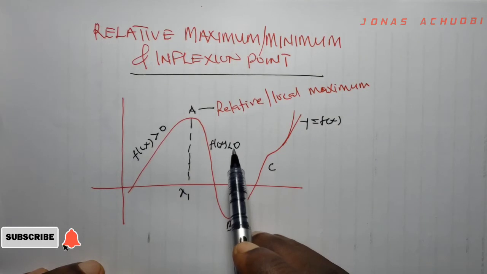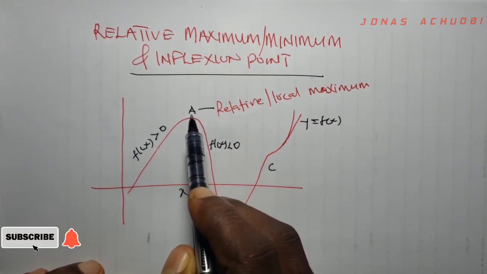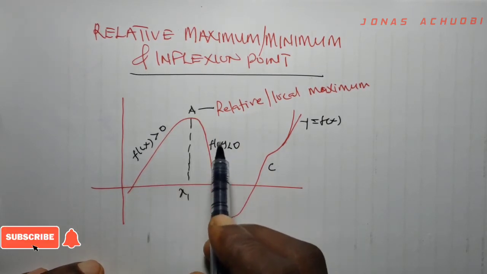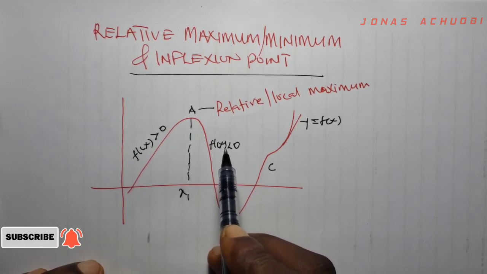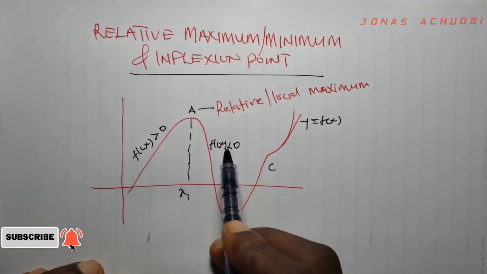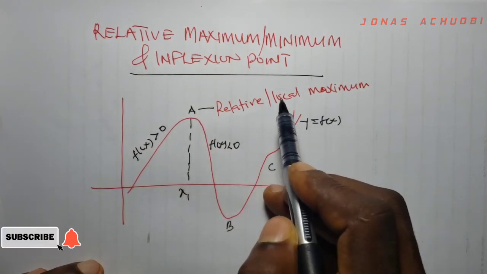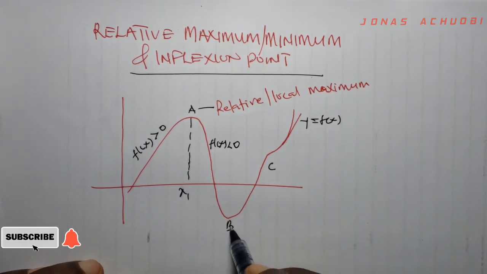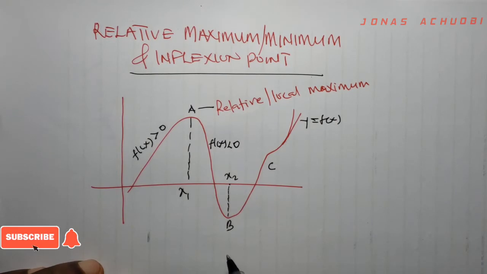to what? To negative. So if at the critical point A, you observe that to the left of that point, the slope is positive, and to the right of the point, the slope becomes negative, meaning that the slope has changed sign from positive to negative, then the critical point in question is now called a relative or local what? Maximum. Now let's look at the critical point B, which corresponds of course to the critical value, say x2.